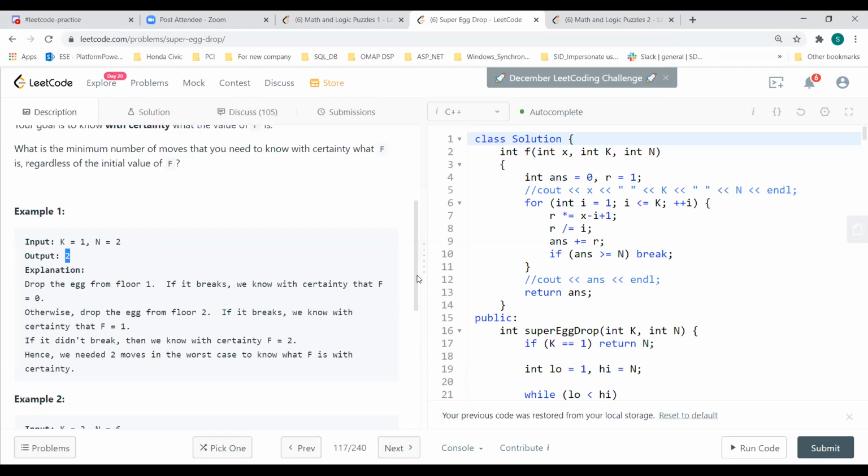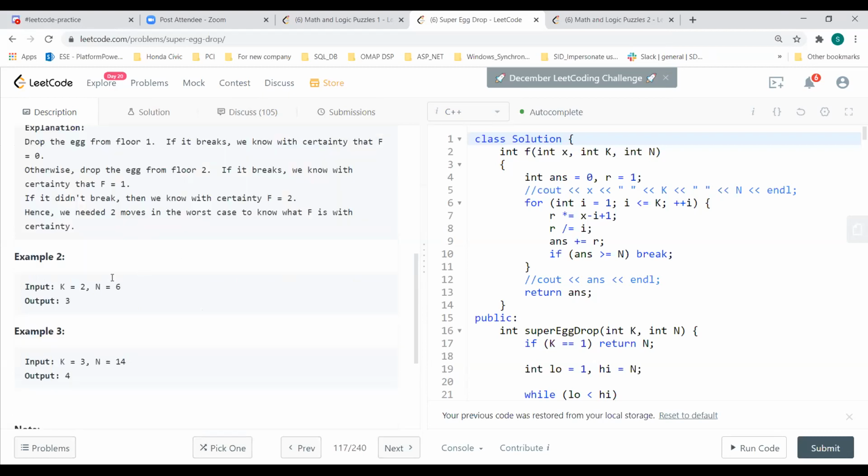Correct? Yeah, and then in this case, if you have 2 eggs, the answer will be 6. Okay, so in this case, we can use the same approach we were discussing, like starting with 14, 13, like that. But here we can't start with 14 because n is less than 14, right? So what is the best way to do it? If you have 2 eggs, how can we do it in 3 moves only?